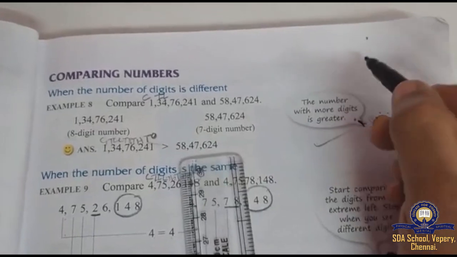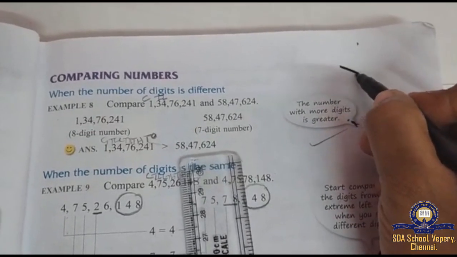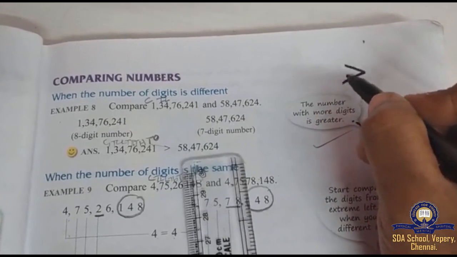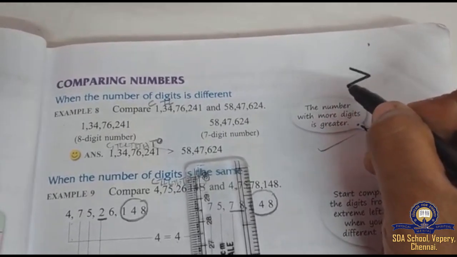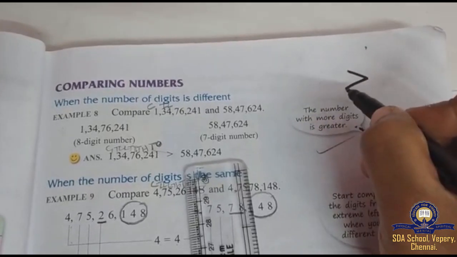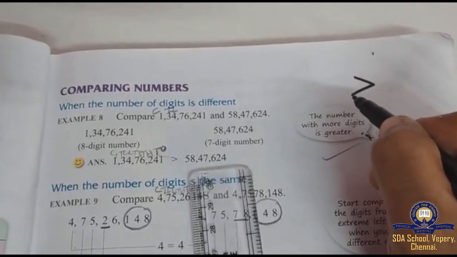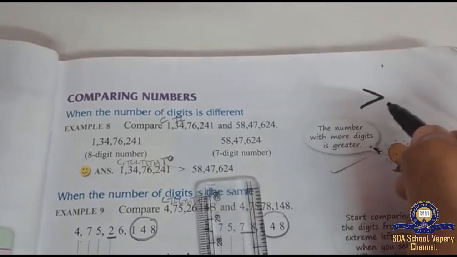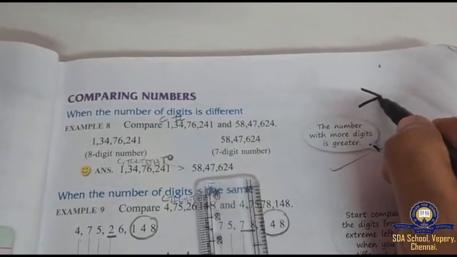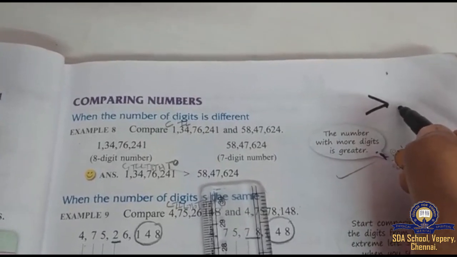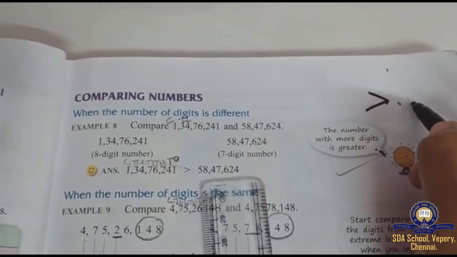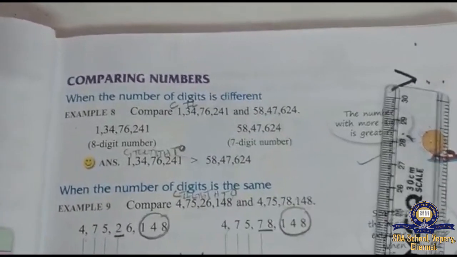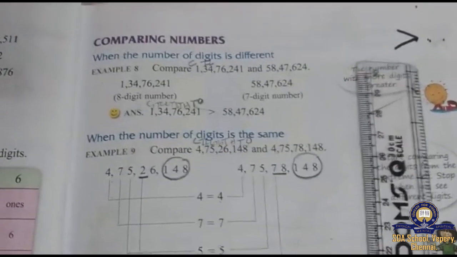greater than. For example, see, this is the symbol. This has a mouth, and it's open. This open side will always face the greater number. This closed side will always face the smaller number. Now we will often use this sign for the greater numbers.